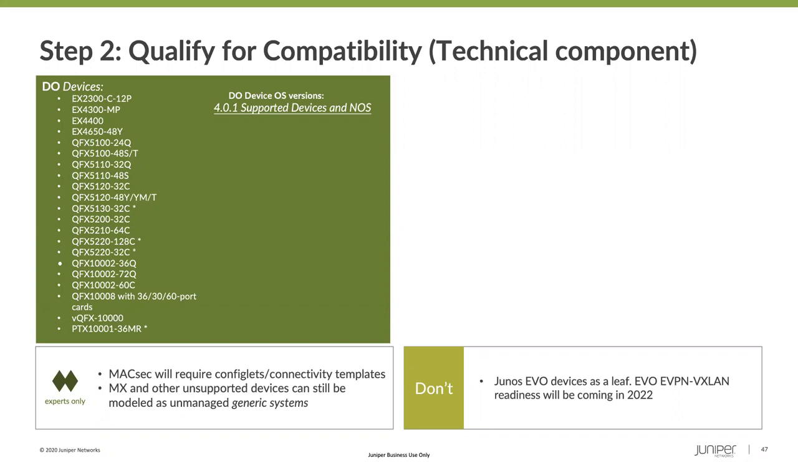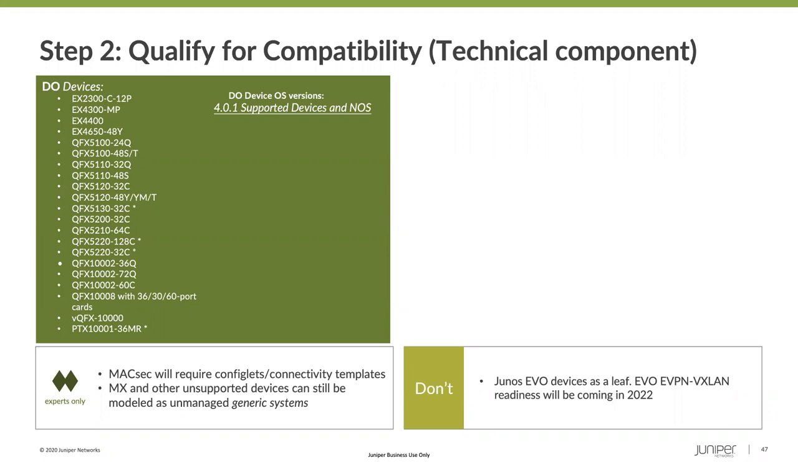When it comes to EVO, which is a different kind of operating system, which is supported, for instance, in the QFX 5700, the 5130, and also on the ACX platform, we do not have EVPN VXLAN leaf support yet. So that is coming in 2022. So that's a device that you qualify.